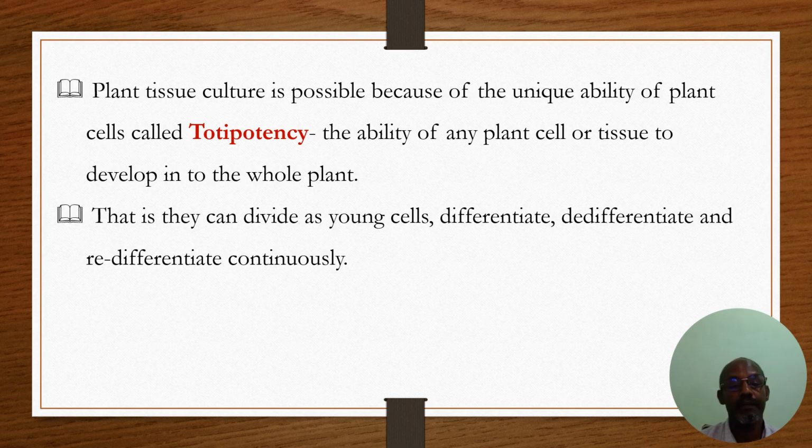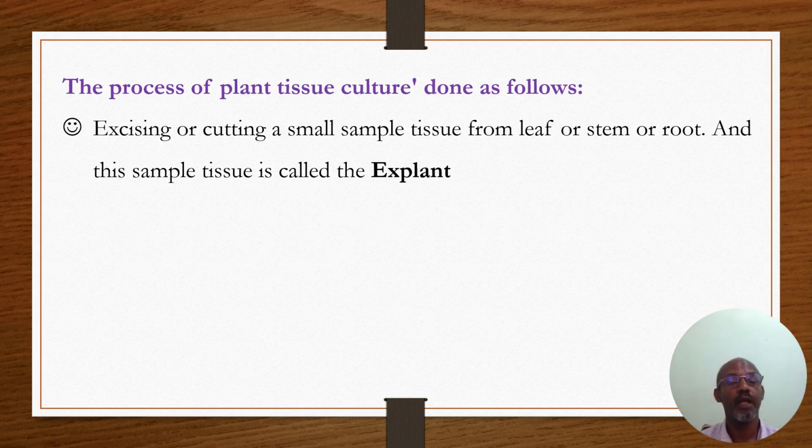That's why they can divide as young cells, differentiate, de-differentiate, and redifferentiate continuously to give rise to the whole plant. This is unique when compared with animal tissue, animal cells. The process of plant tissue culture is done as follows. Let us see the stepwise processes.